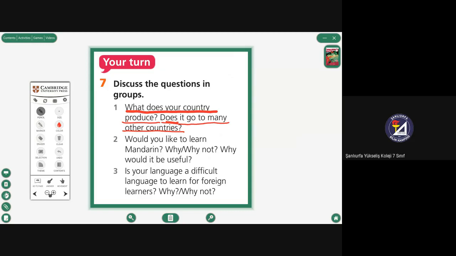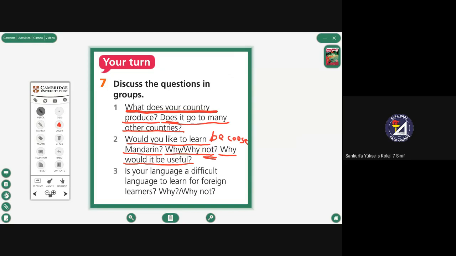Number 2, would you like to learn Mandarin? Yes, I would like to, or no, I wouldn't. Why or why not? We can say, yes, I would like to learn it because I want to travel to China and I want to understand people over there. Or, no, I wouldn't because I don't like it, simply. Here is another part of the question. Why would it be useful? We can say it would be useful if we travel to China, so we can communicate with the people of China.